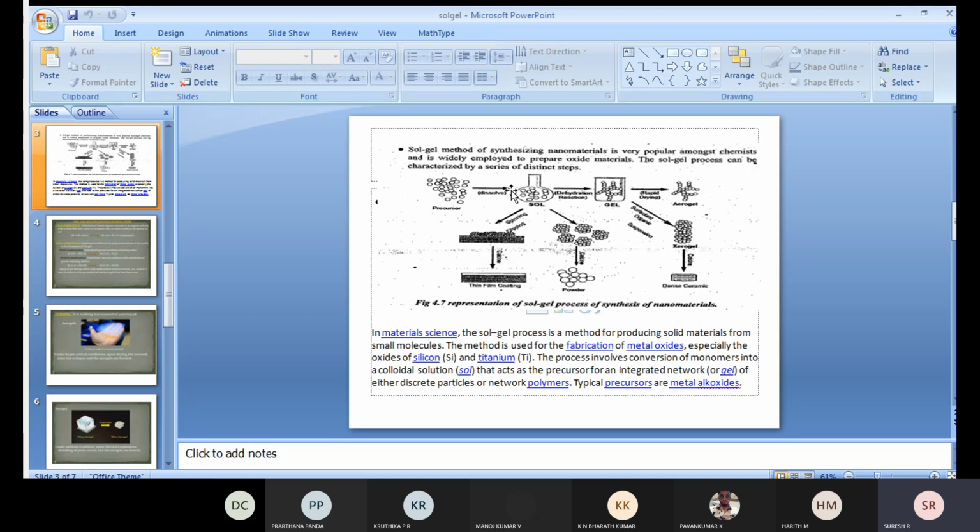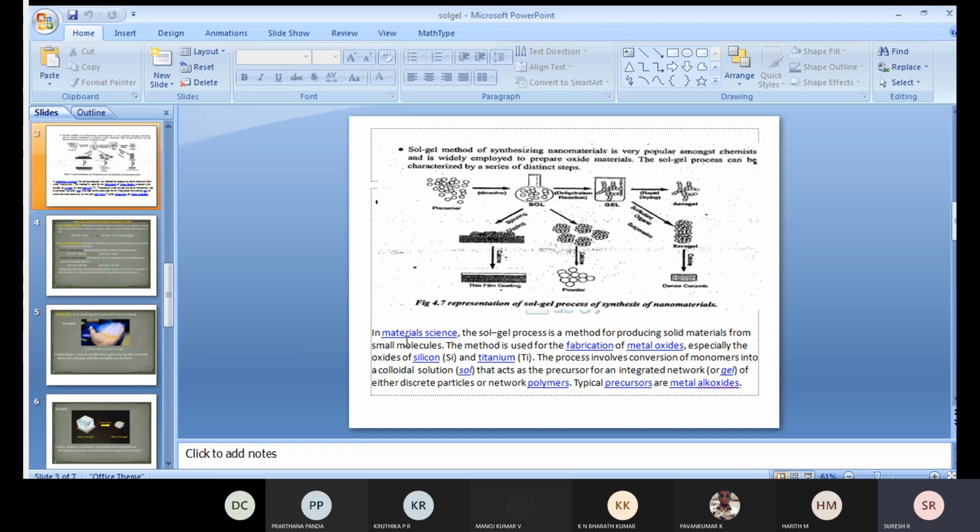It is one of the chemical synthesis methods used to synthesize nanomaterials. Synthesize means you are going to do the reaction and the mixing yourself in the laboratory, and once you do it yourself in the laboratory, it is called synthesis. You have different chemicals to get the final output. In material science, the sol gel process is a method for producing solid materials from small molecules.